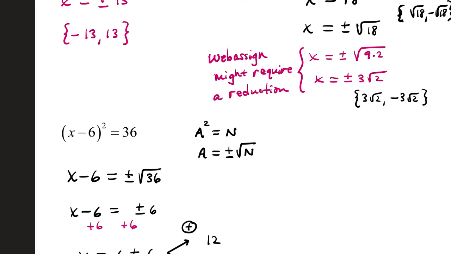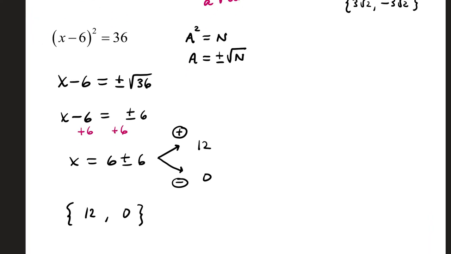Our example at the bottom, x minus 6 quantity squared equals 36. This is still under the right format, an algebraic term squared equal to a number. So x minus 6 is equal to plus or minus square root of 36. Well, that's plus or minus 6.